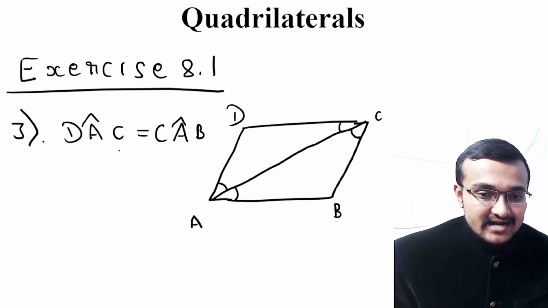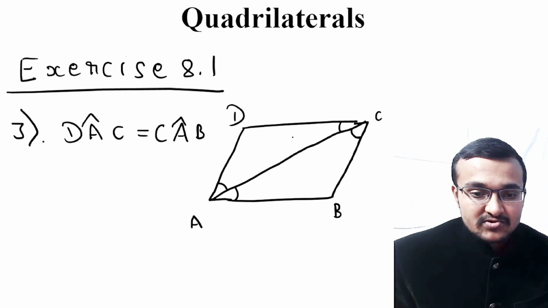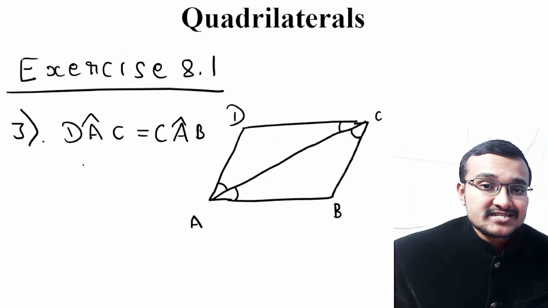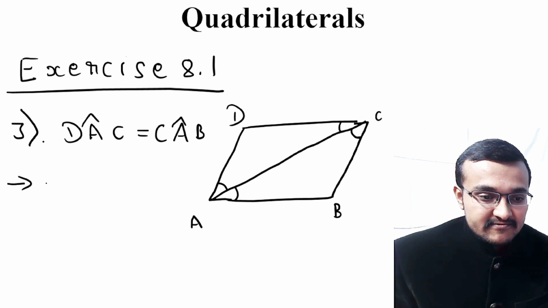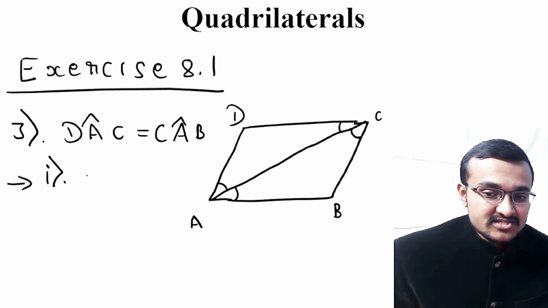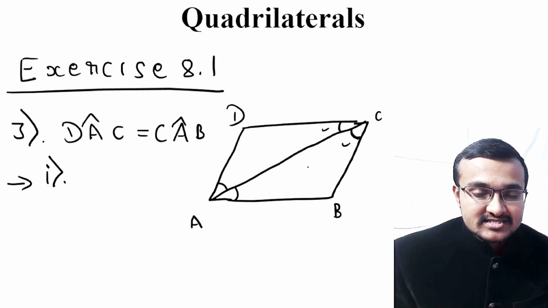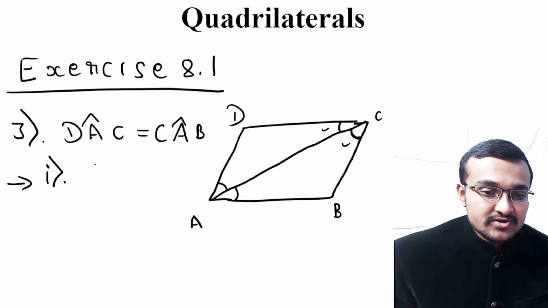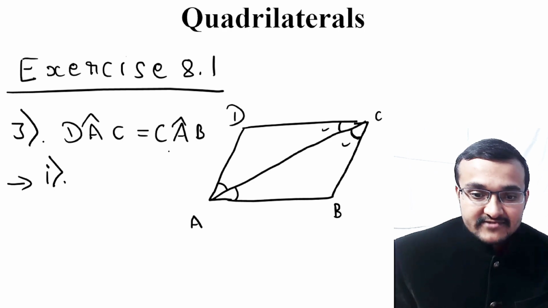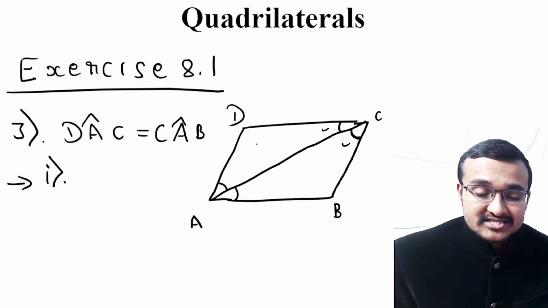In order to prove that, we already know this is a parallelogram. In a parallelogram, opposite sides are parallel to each other. So now we will prove this. In this third question, we are looking into the first part. In this first part, you need to prove that AC also bisects angle C. That means this angle and this angle should be equal to each other. That is what we have to prove in the first part of the third question. Based on the data they have given, and they have also mentioned that ABCD is a parallelogram.